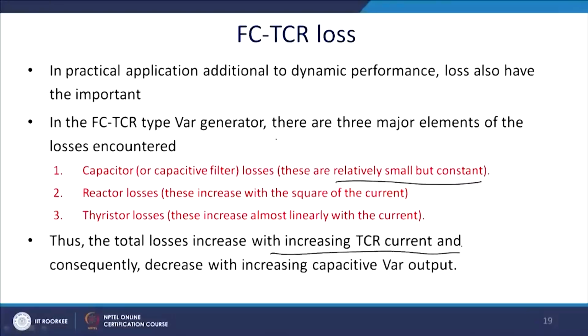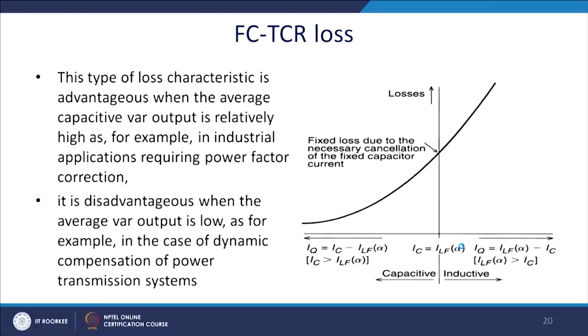So, multiplied with 1000 amperes, this amount, 1000 watts, will be the drop across each of the thyristors, maybe. And this is linear with the current flowing through the thyristor. Thus, the total losses increase with increasing TCR current and consequently decrease with decreasing capacitive VAR output. So, ultimately this is the case.